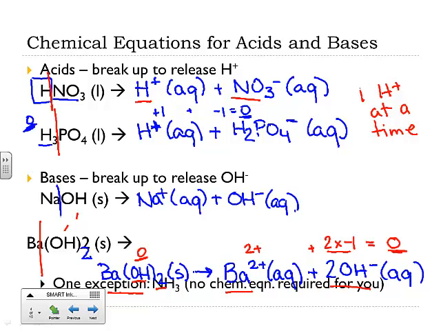There's one exception. I told you that bases break up to release OH minus, that you could recognize a base like NaOH, like barium hydroxide, because there was an OH minus at the back end. The exception is NH3, ammonia. Ammonia is a base. Your book goes through why it's a base and how, right? It actually reacts with water and takes away a hydrogen from water to leave a hydroxide. I just want you to know that it is a base. I'm not requiring you to know chemical equations for why.